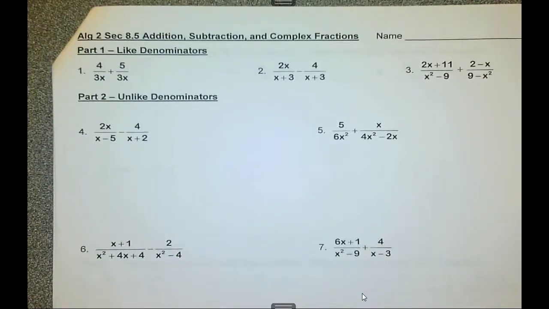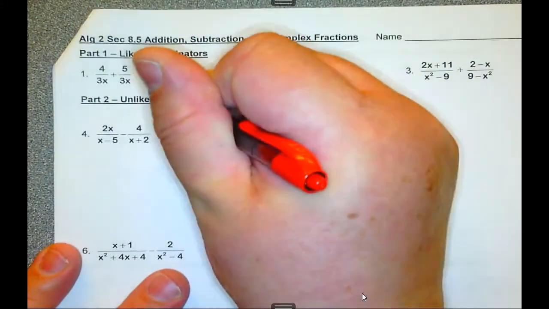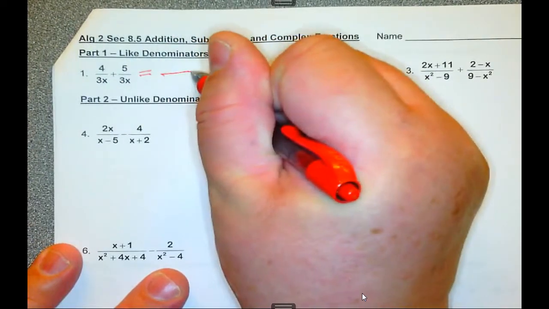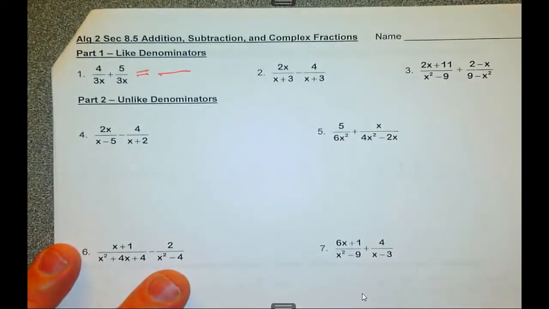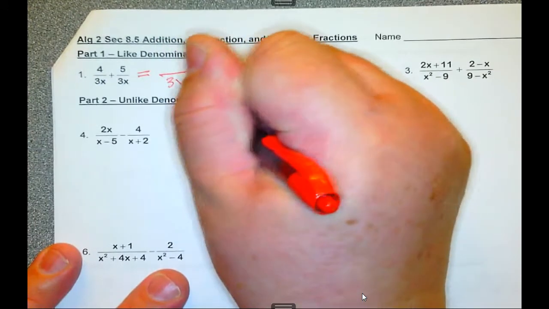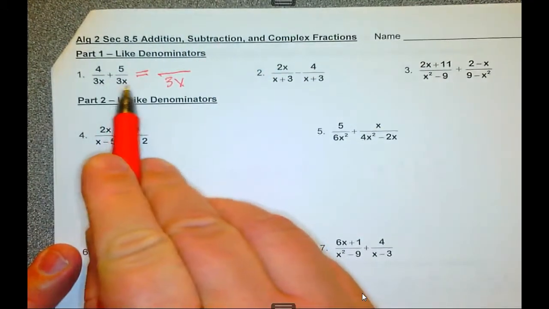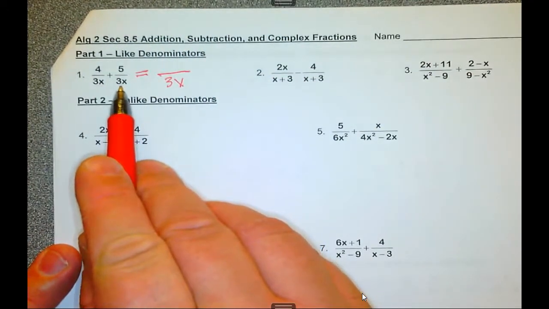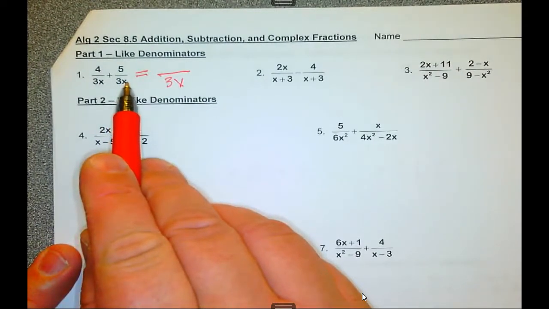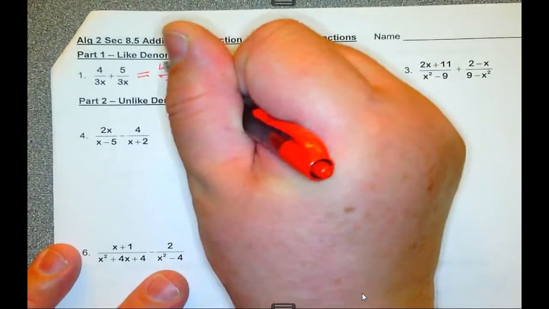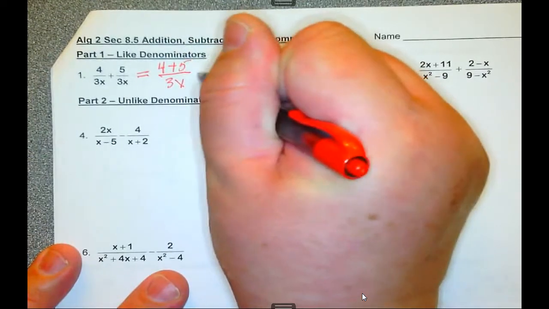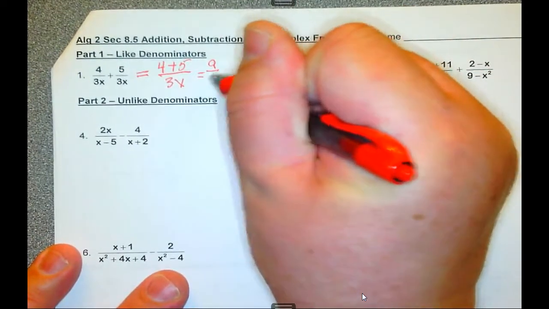What's my common denominator? What's my common denominator? 3x. I don't have to do anything. It's the same denominator. All I have to do is add the 4 plus 5. I get 9 over 3x.